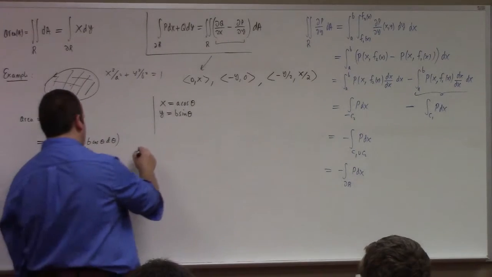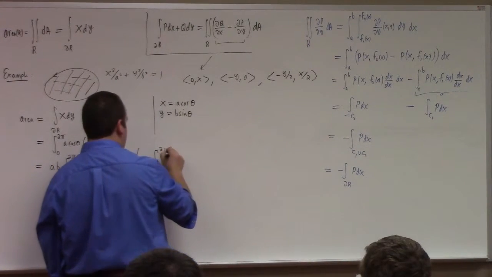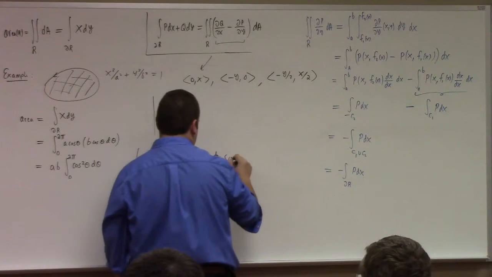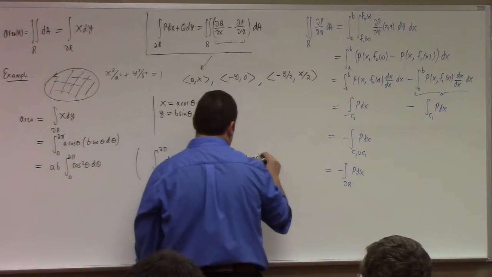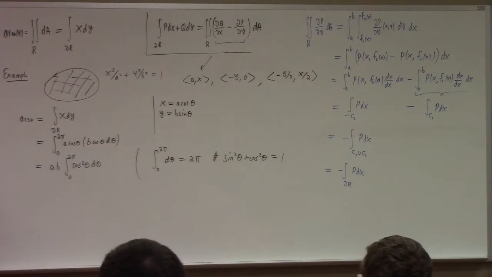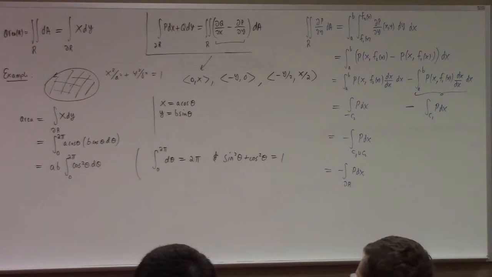Hey guys, observation. The integral from 0 to 2 pi of d theta is 2 pi. And sine squared theta plus cosine squared theta is equal to 1. And you know, sine and cosine are the same as far as we consider the whole interval from 0 to 2 pi. So, by symmetry, that integral must be pi.